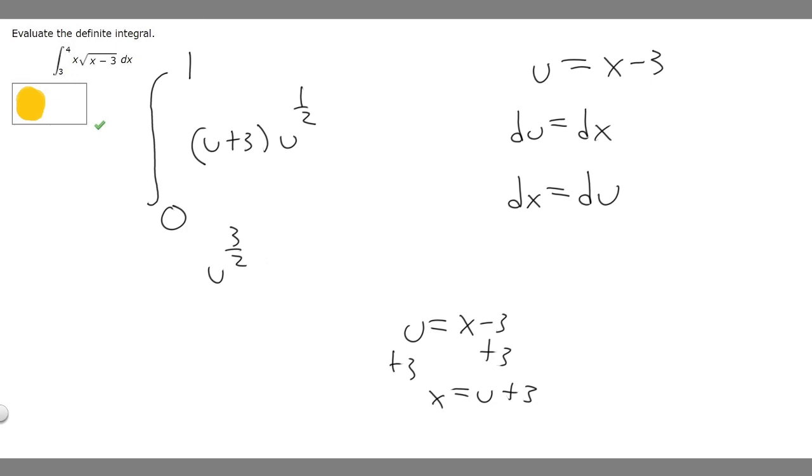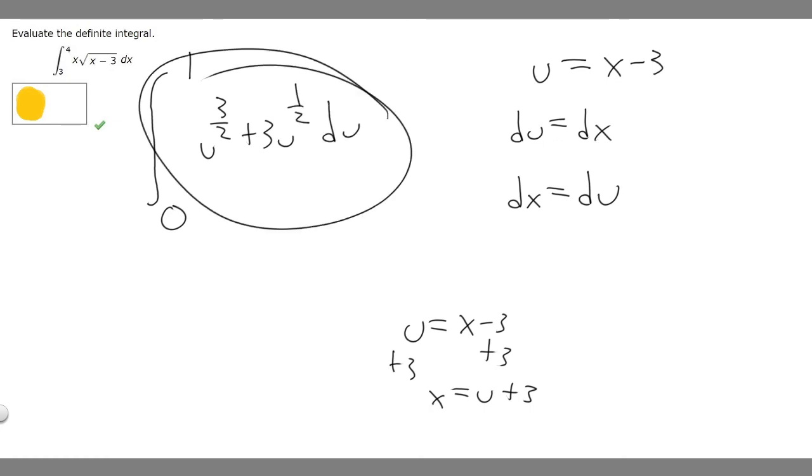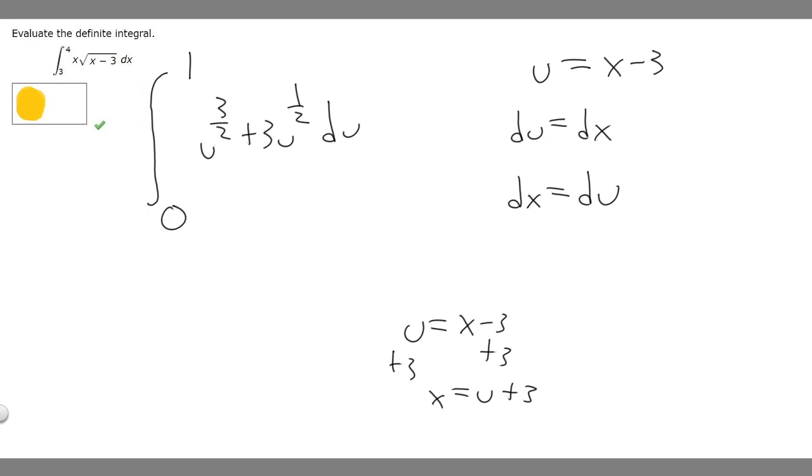And then it's going to become 3 times u to the 1/2, which is just 3u to the 1/2. So this is just going to become u to the 3 over 2 plus 3u to the 1/2, and then we have du, right? So now we've got our integral. We just have to solve, basically. So let's find the antiderivative of this.